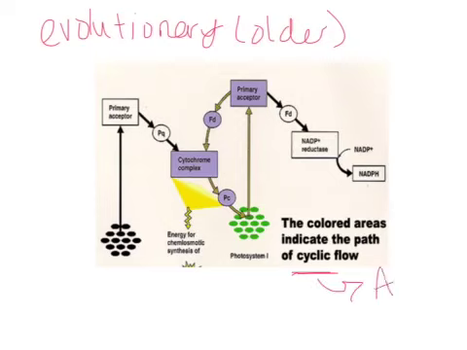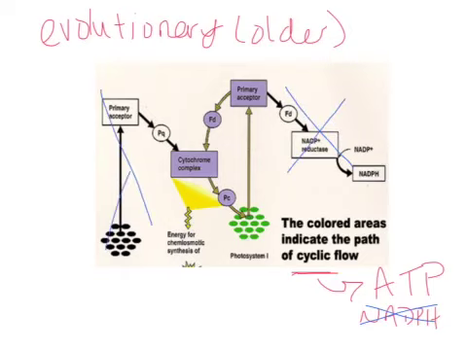Cyclic electron flow only makes ATP, which is great. It does not make NADPH. None of that's coming out of this cyclic electron flow. So none of this is part of cyclic electron flow. Neither is photosystem 2 part of cyclic electron flow. Just the portion right there in the middle.